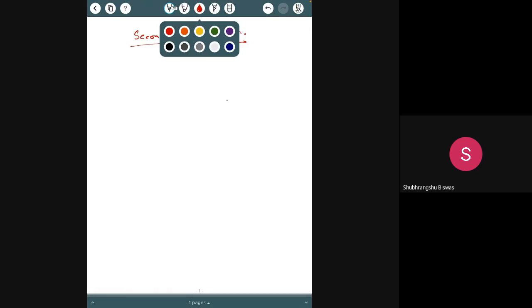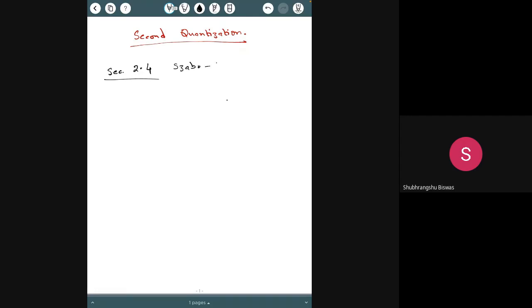So let me just start over here. So in this basically we go back to the second chapter of Szabo and Ostlund, section 2.4, where they have a very short and neat introduction to second quantization. For the coupled cluster theory, we'll go to a different book, which I will email to you.